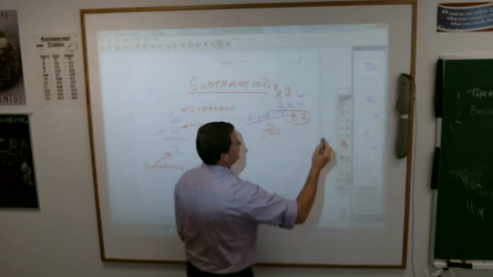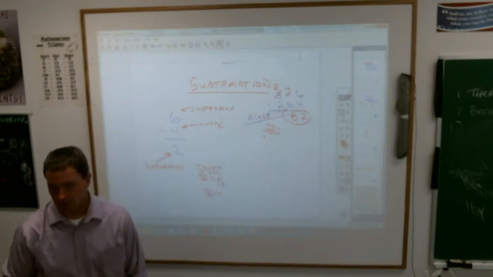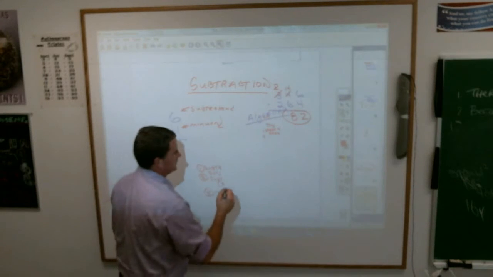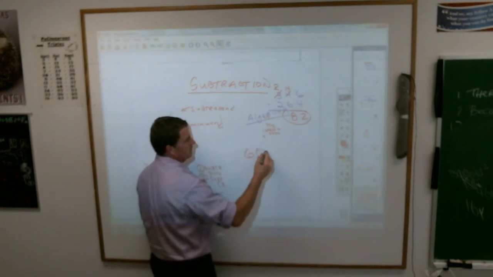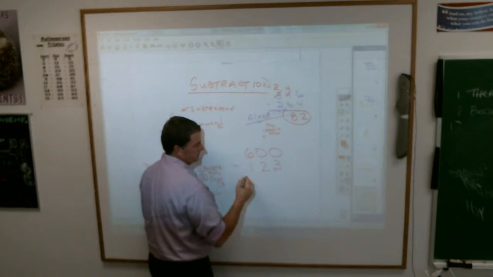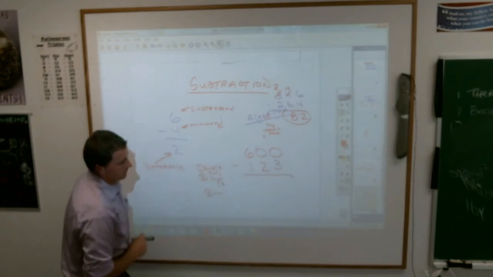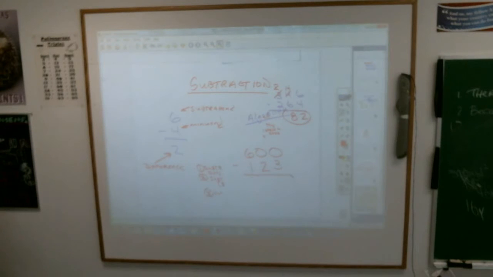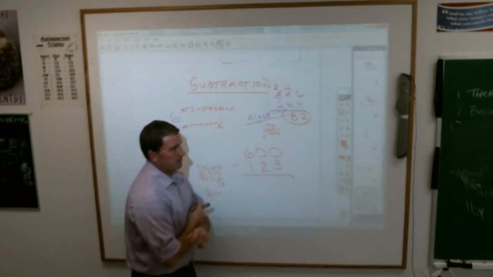The problem comes more when we have numbers like this. 600, write this one down. 600 minus 123. And this is where I see people run into trouble. The issue is you have to do this one step at a time, okay?